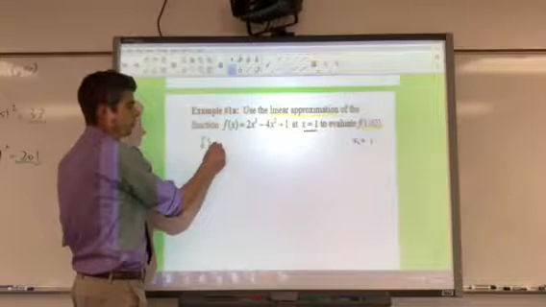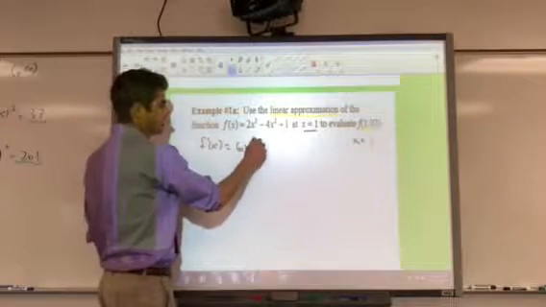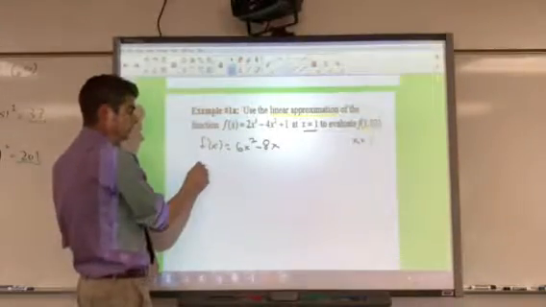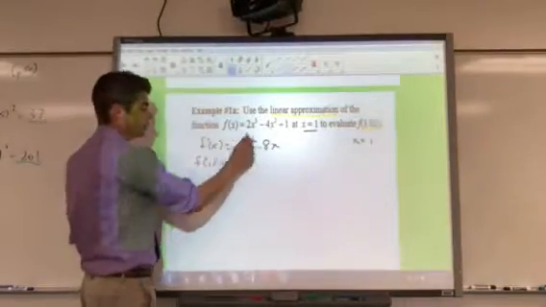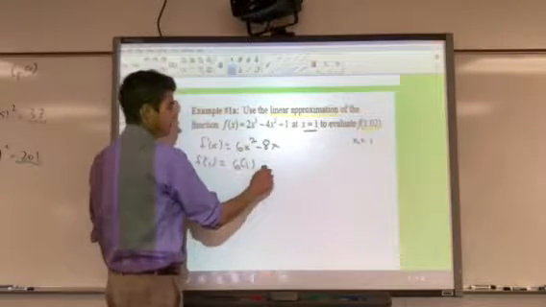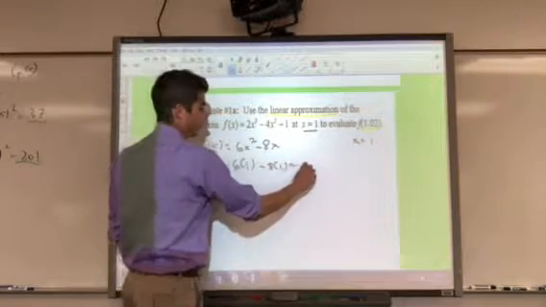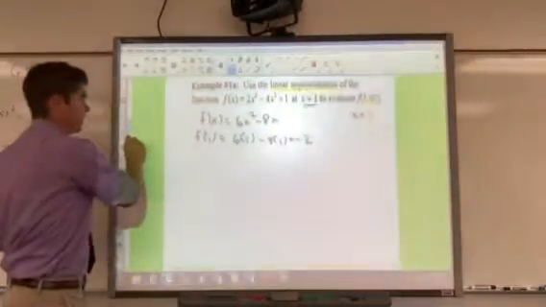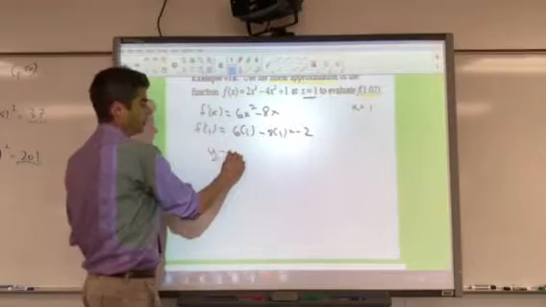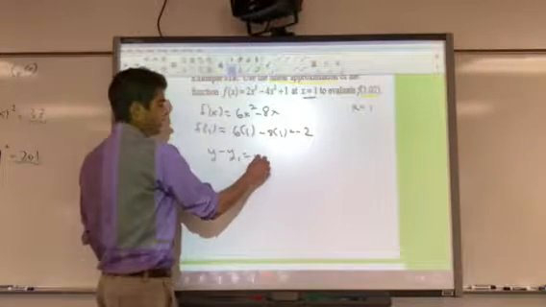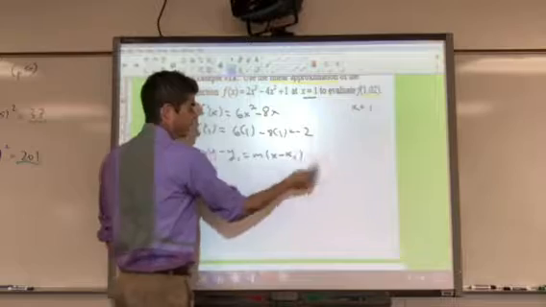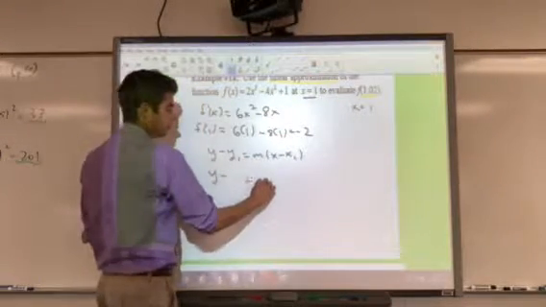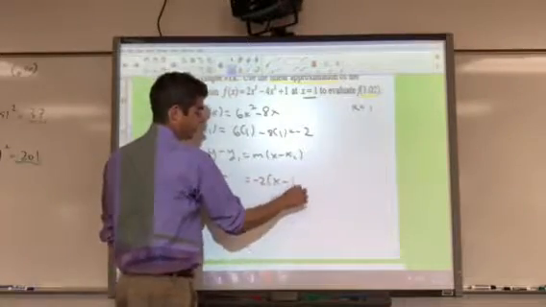So we find the derivative, which is 6x squared minus 8x, and then we evaluate at 1. What's the derivative at 1? That would be 6 times 1 minus 8 times 1, or negative 2. For a linear approximation, you need a line, so the equation of the line is y minus y1 equals m times x minus x1. We know the slope is negative 2, and we know our x value is 1.